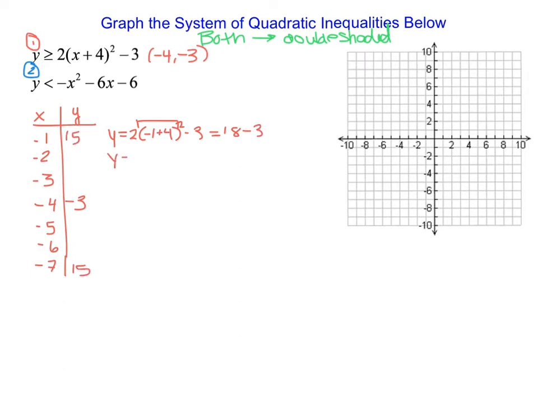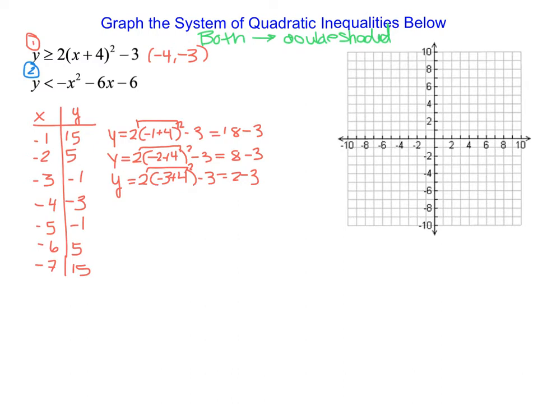Then if I move in, I have y equals 2 times negative 2 plus 4 quantity squared minus 3. Well, this part right here turns into 2 squared, which is 4. 4 times 2 is 8, and 8 minus 3 is 5. Then if I look at the next one, y equals 2 times negative 3 plus 4 minus 3, and then that parentheses part is squared. Well, negative 3 plus 4 is 1, so that 1 squared, and then times 2 is 2 minus 3, so that gives me a negative 1.